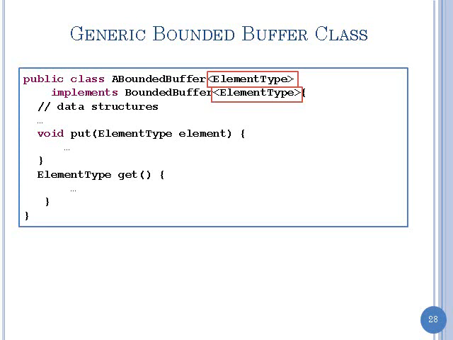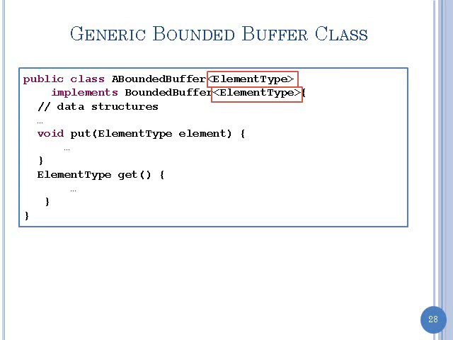Okay, so you've got the interface. Now you can say public class BoundedBuffer<ElementType> implements BoundedBuffer<ElementType>. What does that really mean? I've got two element types here. What does the element type after the class name mean?